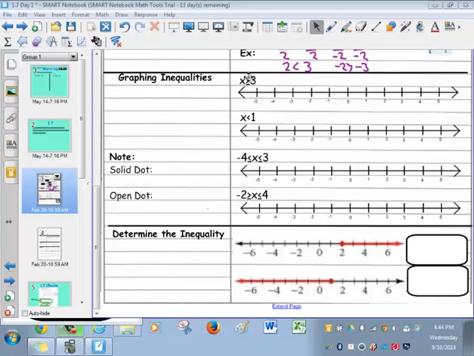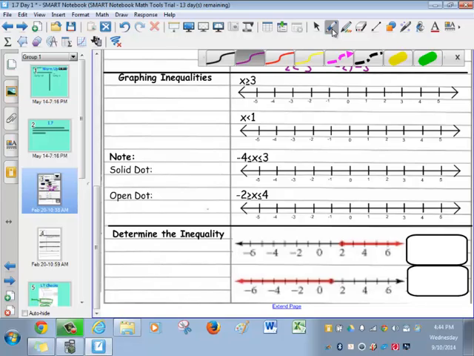Okay, now we're going to start talking about graphing inequalities. Here we got 4 things that we want to graph right here. So I'm just going to show you how I would graph these situations. Here we want to graph x is greater than or equal to 3.